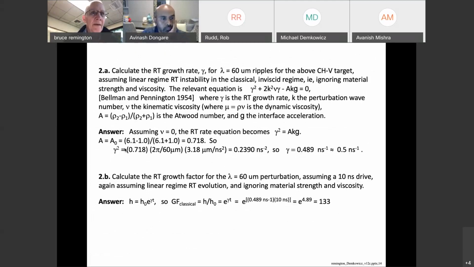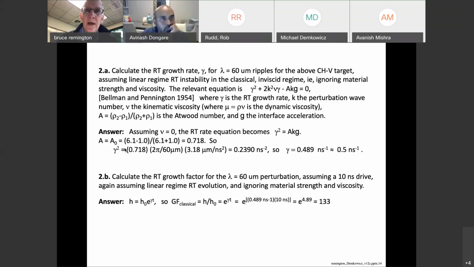Question 2: calculate the Rayleigh-Taylor growth rate, gamma, for wavelength lambda of 60 micron rippled wavelength, assuming linear regime Rayleigh-Taylor instability in the classical inviscid regime, meaning no viscosity or strength. The relevant equation is a quadratic, gamma squared plus 2k... So gamma is the growth rate, inverse of time, inverse seconds.